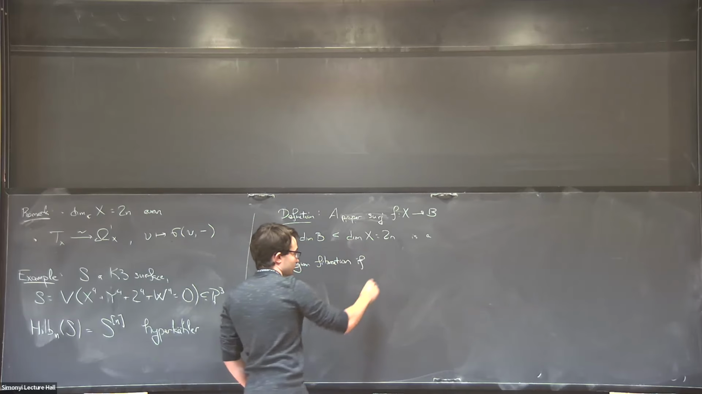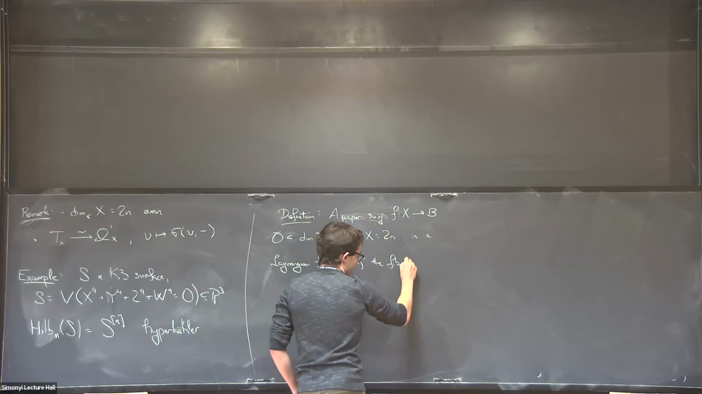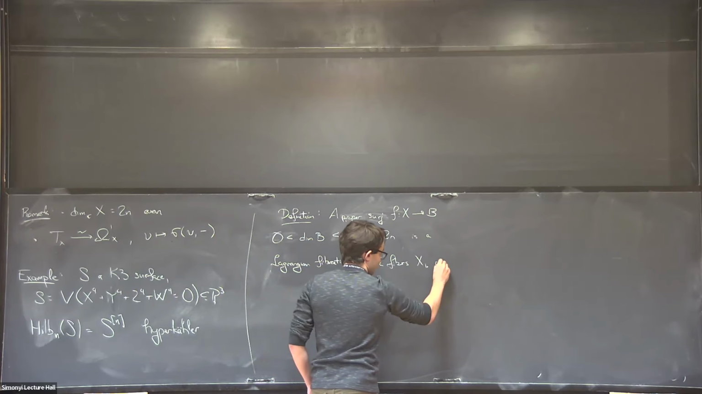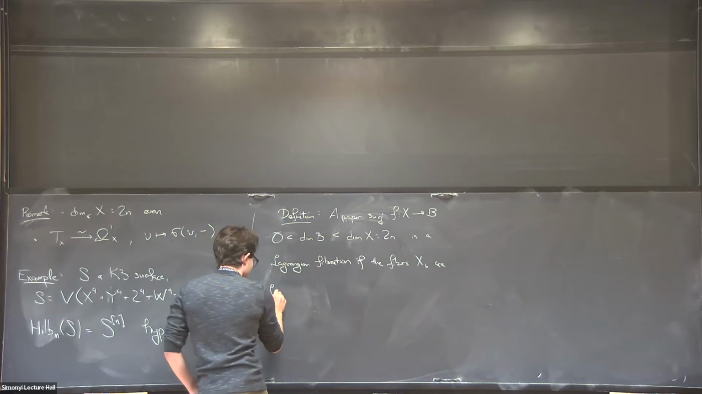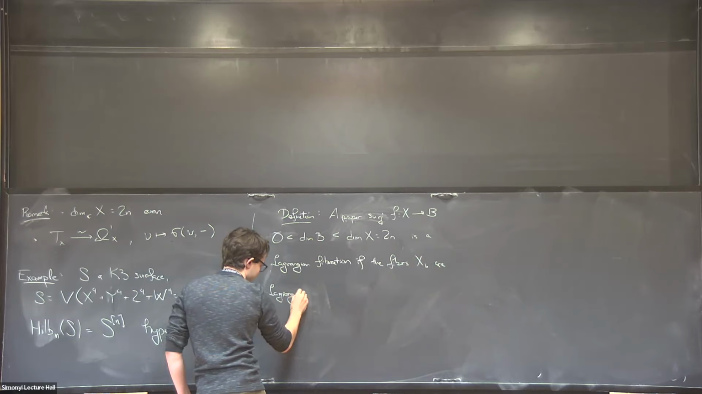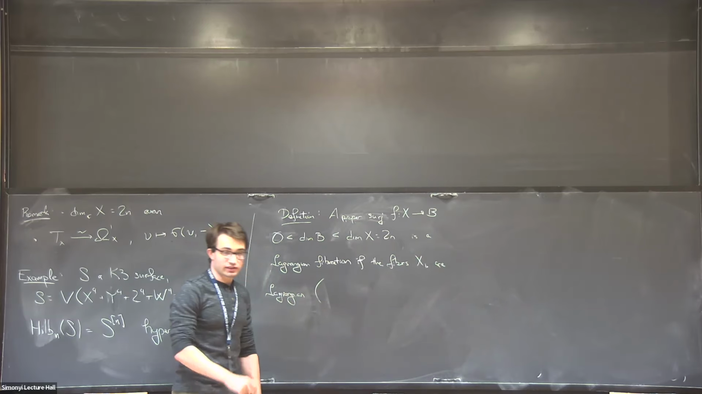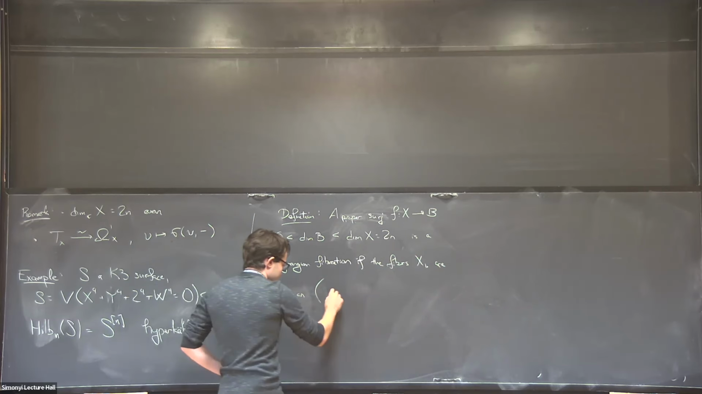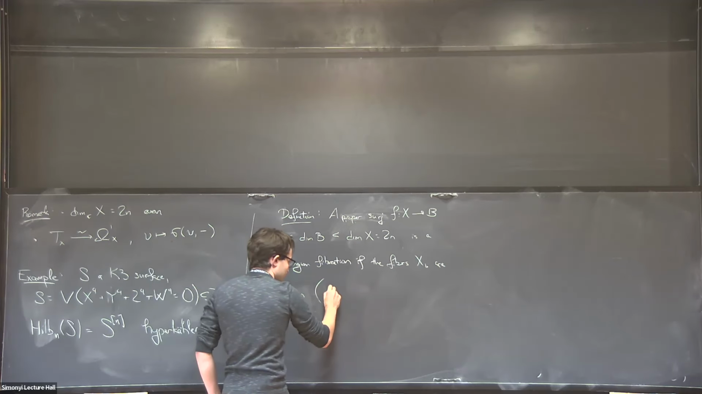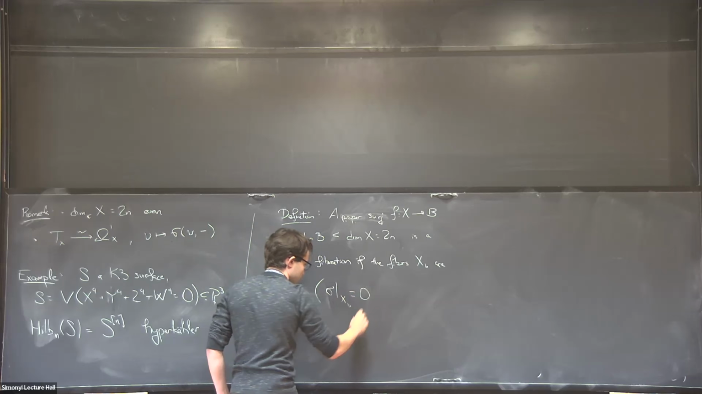If the fibers are Lagrangian, I'll say what I mean by that in a minute. Okay, so this is a condition on the symplectic form. What I'm saying is, if I take a fiber and I restrict my symplectic form to that fiber, I want it to vanish.